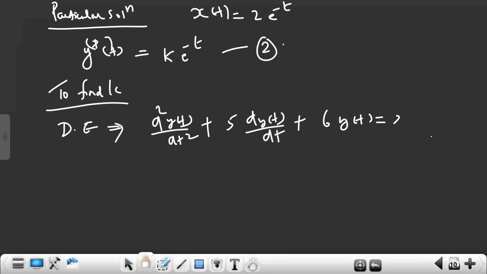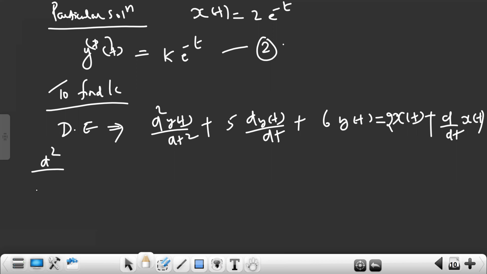2x of t plus d by dt of x of t. Now this was your given equation. In this equation, we are going to substitute our particular solution.